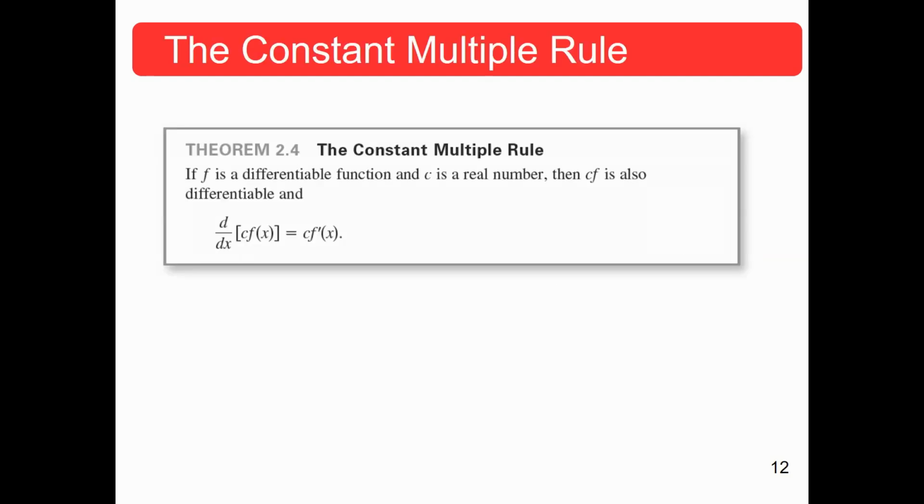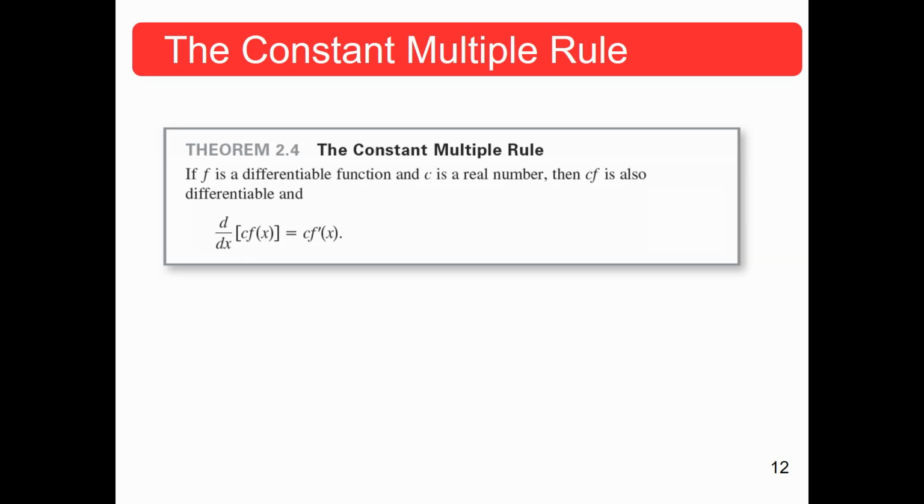This video is going to be on the constant multiple rule. The constant multiple rule tells us that if f is a differentiable function and c is some real number, then c times f is also differentiable. And not only that, we can just pull the c out and differentiate f and then multiply it back.